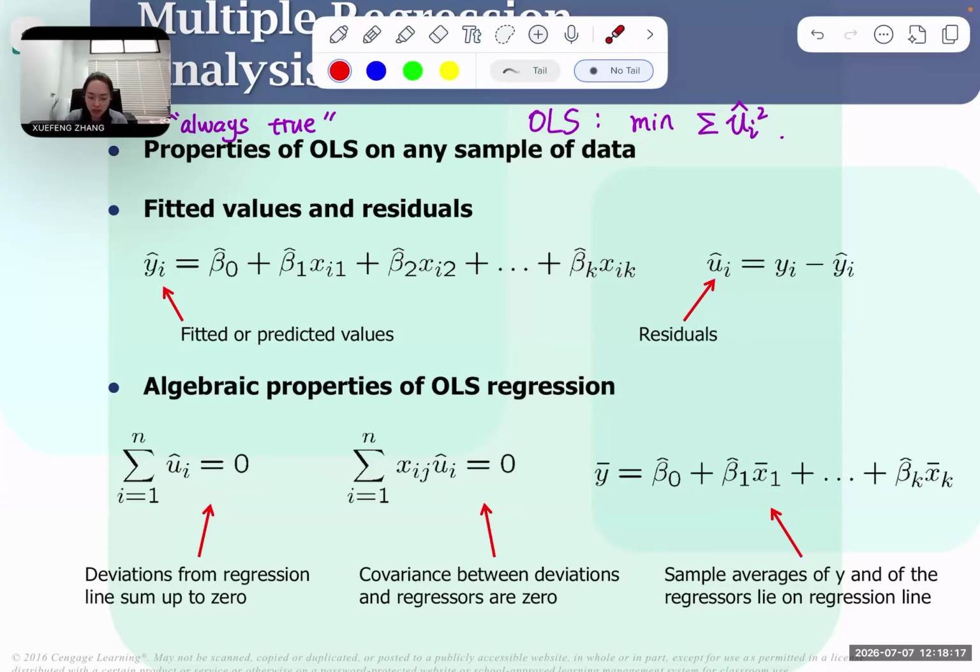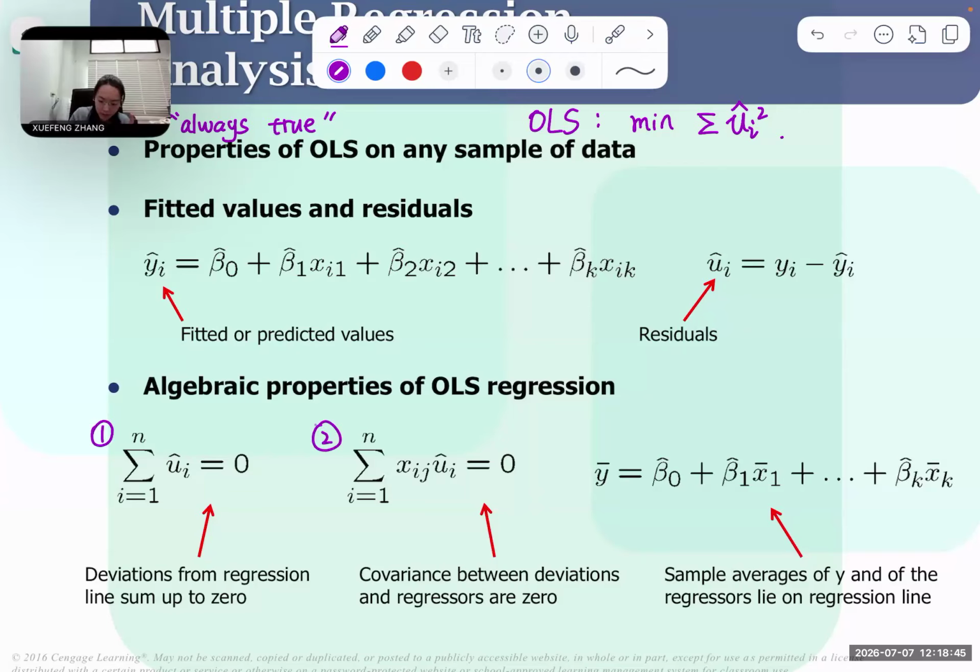The first one: the summation of mu i hat equals 0, which means residuals always sum to 0. The positive errors and the negative errors exactly cancel out on average. This is the first property.